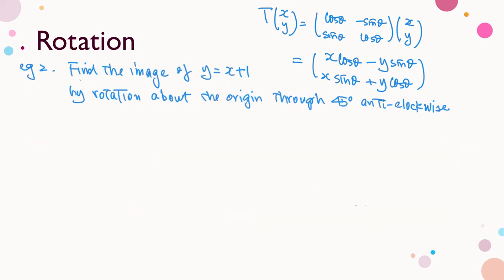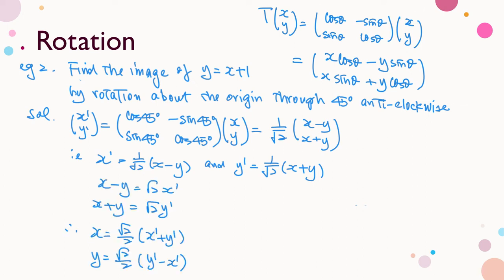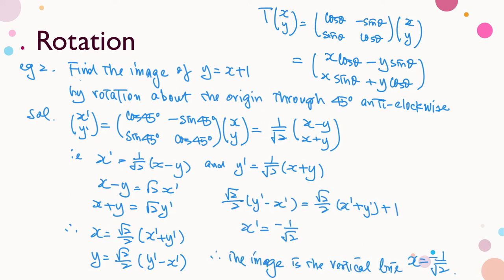The second example is to find the image of a line under rotation. First, find the image of a point under rotation. Express x and y in terms of x prime and y prime. Put them into the equation of the given line. That is, the image is the vertical line given by x equals negative 1 over root 2.